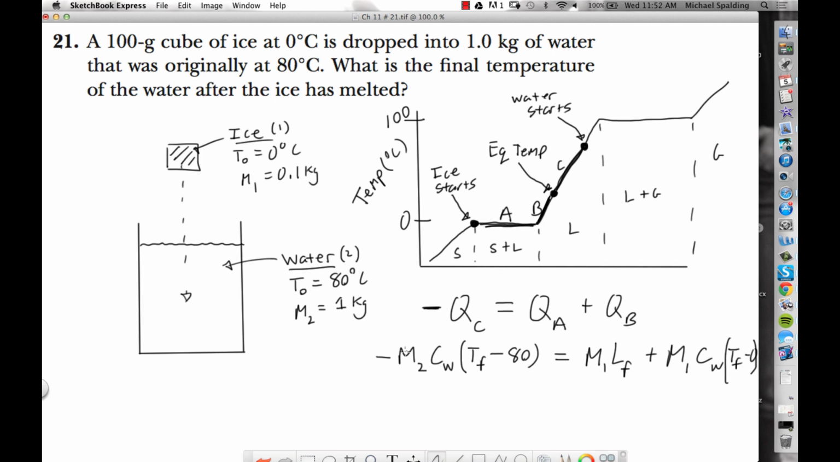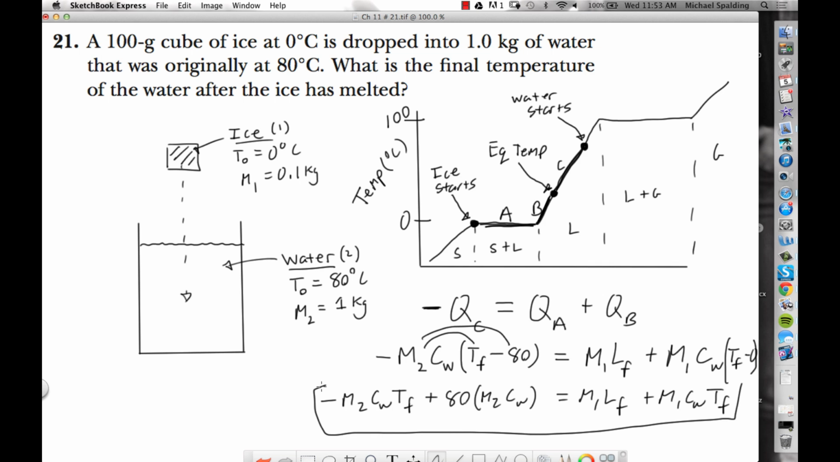All right, now we're going to have to distribute here, right? Now here's where this negative becomes important. So we're going to get negative M2 specific heat of water, temperature final, plus 80 times M2 specific heat of water equals M1 latent heat of fusion plus M1 specific heat of water T final. The only thing missing in that equation is temperature final. That's the only thing missing. Temperature final comes out as 65.5 degrees Celsius when you punch it in. Okay?